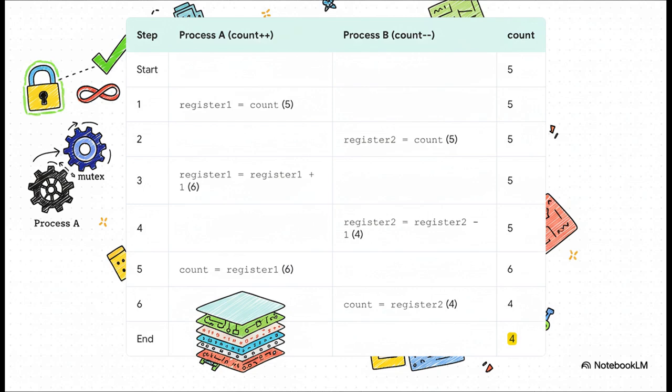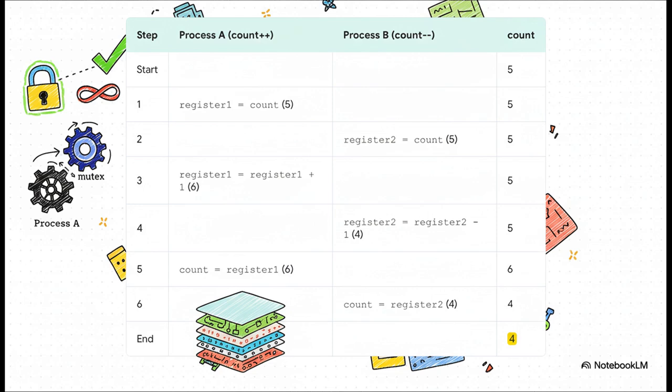We've got two processes. One is adding to a counter, one is subtracting. The count starts at 5. So, process A reads the value 5. But right after that, before A can do anything else, process B also reads the value 5. Now, process A does its math and gets 6. Process B does its math and gets 4. Then process A writes its result back, so the count becomes 6. But then, boom, process B writes its result back, overwriting A's work. The final count is 4.